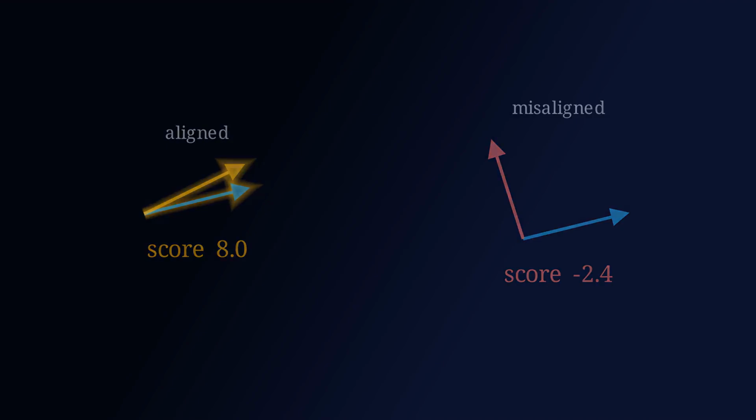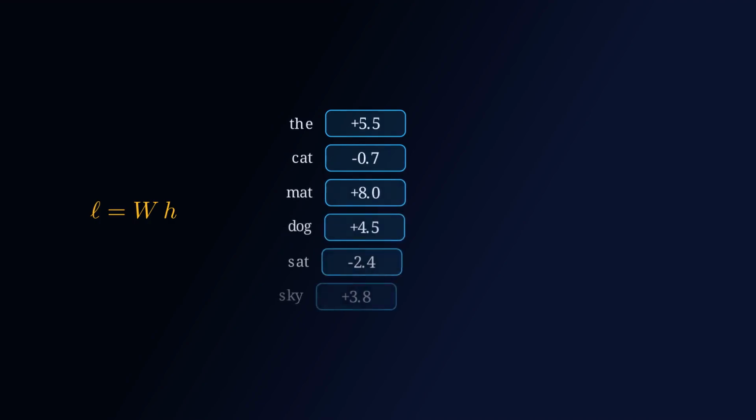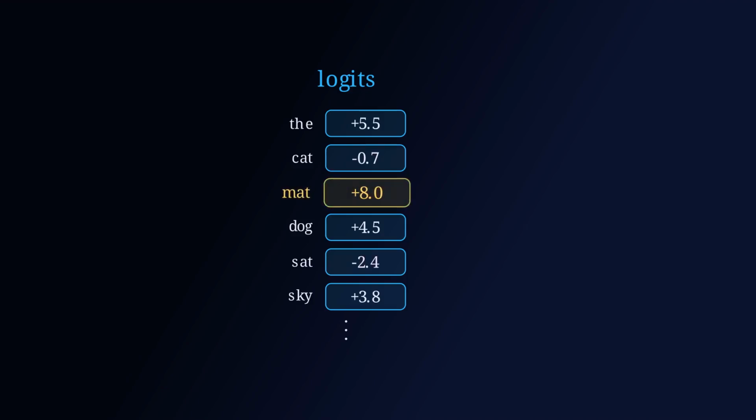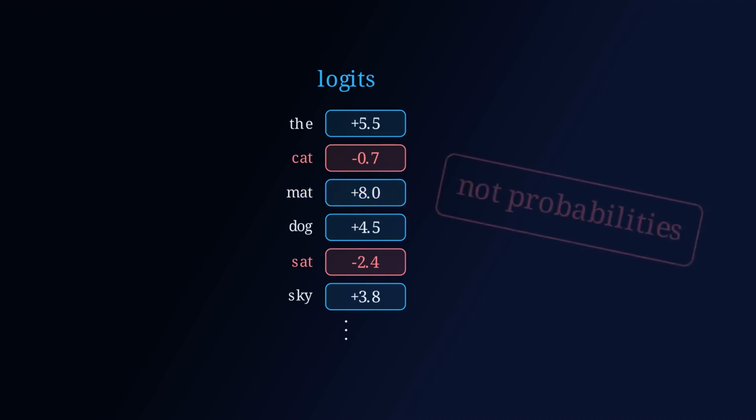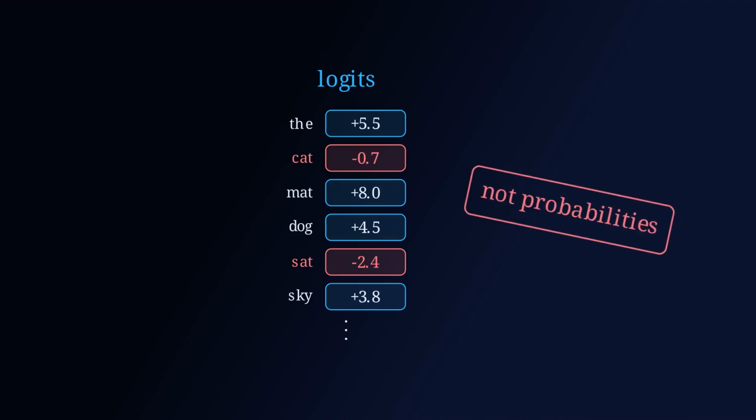Do this for every row and you get one number per vocabulary word, a whole array of raw scores. These raw scores have a name, logits. There is one logit for every possible next token, tens of thousands of them, but logits are awkward to work with. They can be large or small, positive or negative, and they do not add up to anything meaningful. A logit of 8 for Matt does not by itself tell you the chance of Matt. We want honest probabilities, numbers between 0 and 1 that sum to 100%.